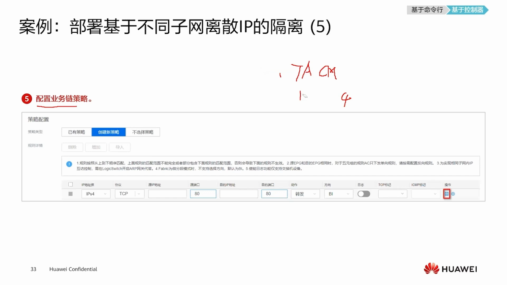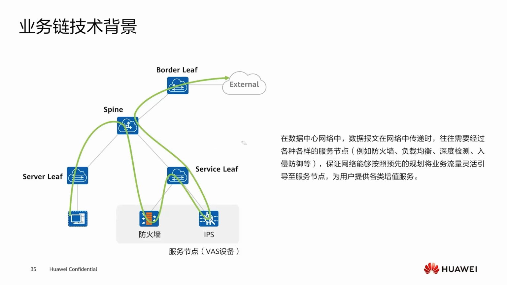Okay, let's take a brief look next at our business chain. What is a business chain? Actually, I mentioned it at the very beginning. That is in our data center, your traffic that might come from one of our virtual machines to another virtual machine, or from our virtual machine accessing the external network.